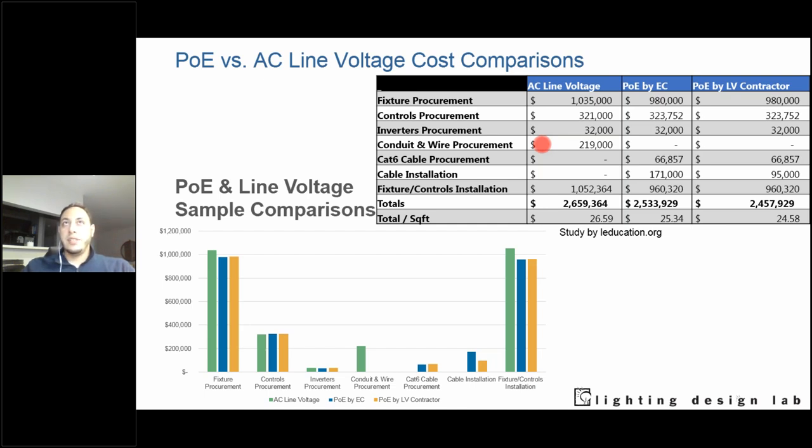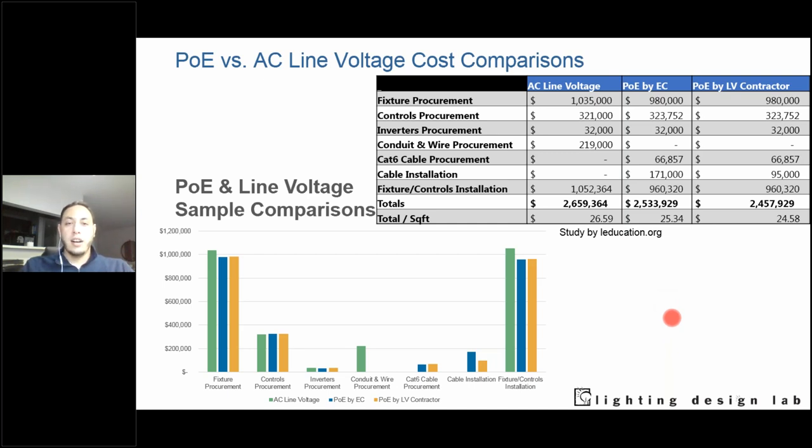Another good difference to note is your cable procurement for your IT, your Ethernet cable procurement and installation. But again, the implementation is pretty comparable, not that much different in terms of sourcing or building with PoE infrastructure. It can be very similar to your line voltage infrastructure applications.